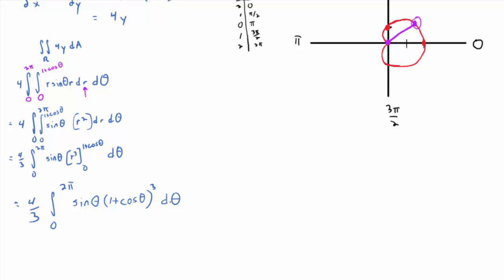Now, I don't know about you guys. I do not want to multiply out 1 plus cosine theta cubed. So maybe we could figure out a way to use u substitution here. So, yeah, let's let u equal 1 plus cosine theta. But don't actually make the substitution unless you really like doing that. Because then what's your perfect du? Negative sine theta, right? The derivative of cosine theta d theta, right?